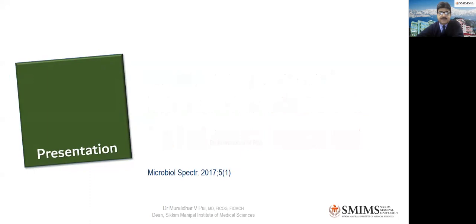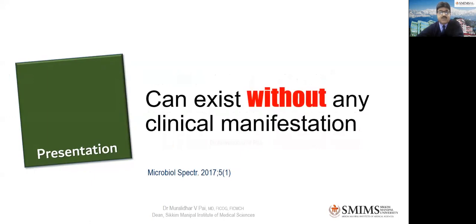What's the presentation? It can exist without any clinical manifestations. That is the problem with genital tuberculosis. In pulmonary tuberculosis, patient will cough, cough and cough for weeks together, and you can easily make out. In lymph node tuberculosis, you can see big lymph nodes and you can easily take a biopsy from that and find out. The manifestation can be very, very minimal.